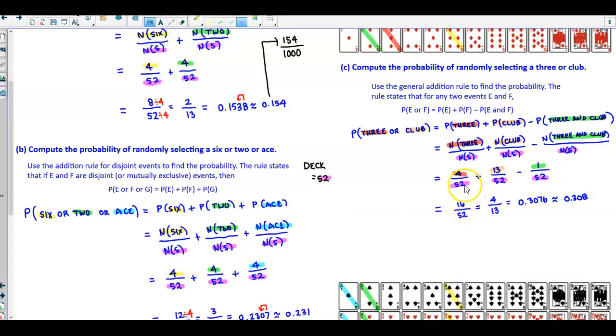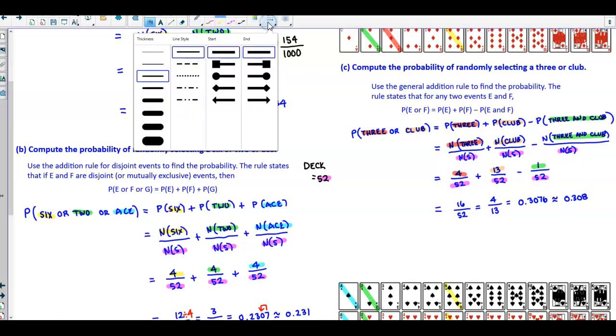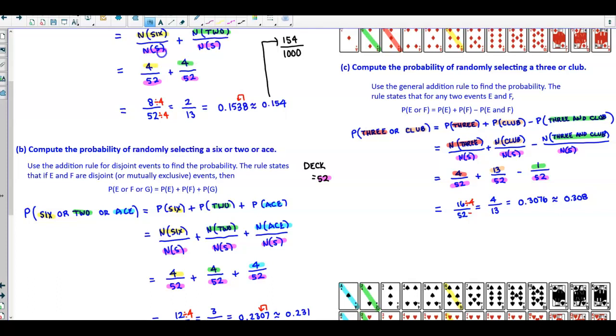So now we're going to add this together. 4 plus 13 is 17, minus 1 gives you 16 over 52. And then we're going to divide and reduce that fraction. Dividing by 4 reduces to 4 over 13, which gives us a decimal of 0.3076. And rounding it to 3 decimal places means we need to round this up to 8. So it's going to be 0.308, which again means that out of 1,000 attempts, we would expect 308 that would give us a probability of 3 or a club.